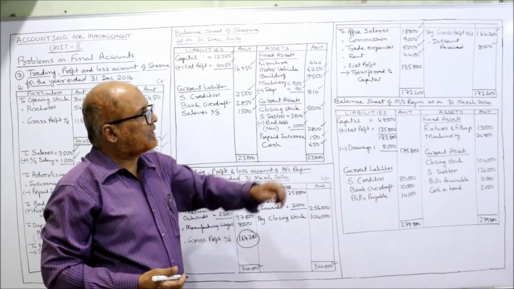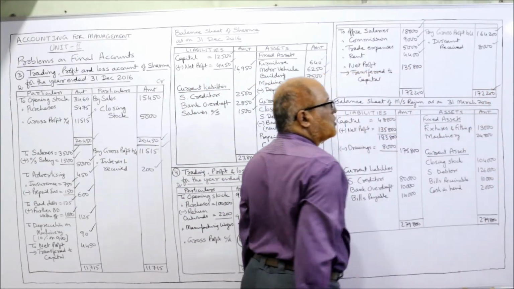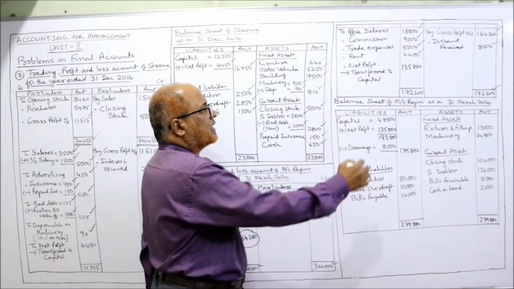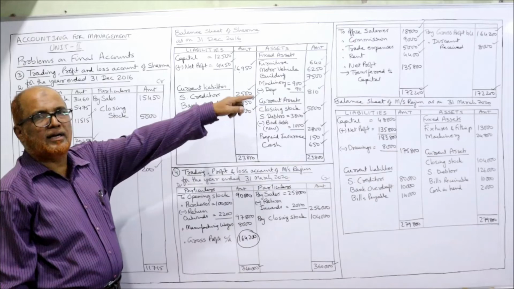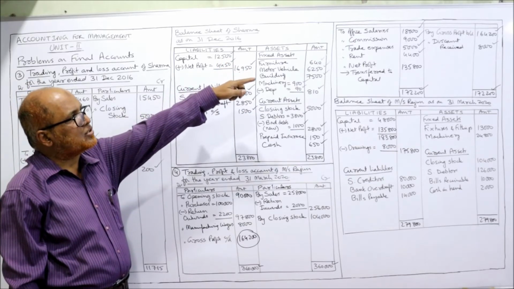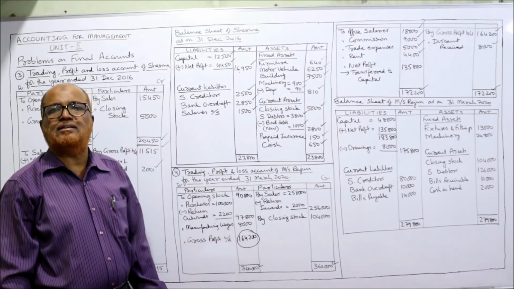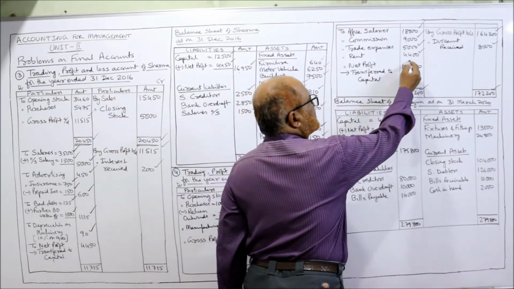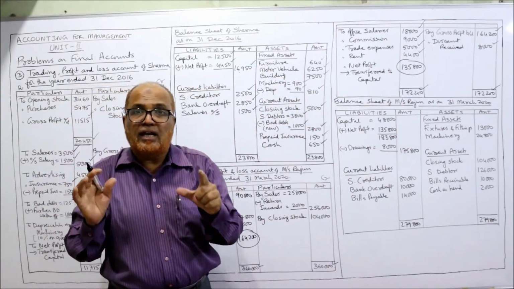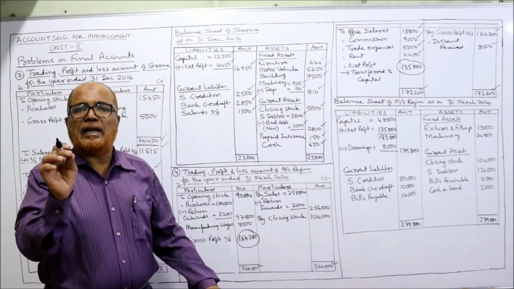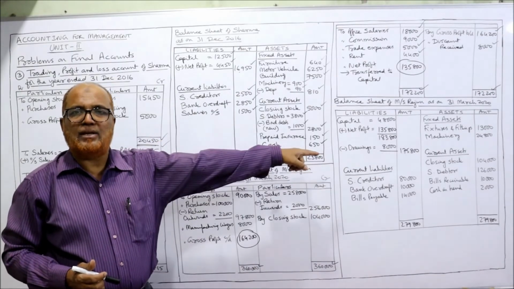Now take the total on the credit side. 1,64,200 plus 8,000 is 1,72,200. Take the same total on the debit side, 1,72,200. From 1,72,200 deduct 18,000, 9,000, 5,000 and 4,400. You will get the balancing figure 1,35,800. This is the net profit. The purpose of making this profit and loss account is to find out the net profit. This will be added to capital in the balance sheet.